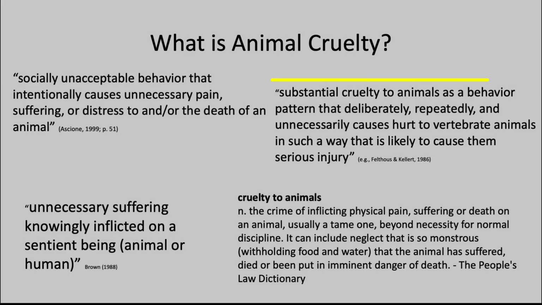So we'll go to the right, Felthous and Kellert. They said substantial cruelty to animals is a behavior pattern that deliberately, repeatedly, and unnecessarily causes hurt to vertebrate animals in such a way that it's likely to cause them serious injury. So go ahead and read over that one. Think on that for a minute.